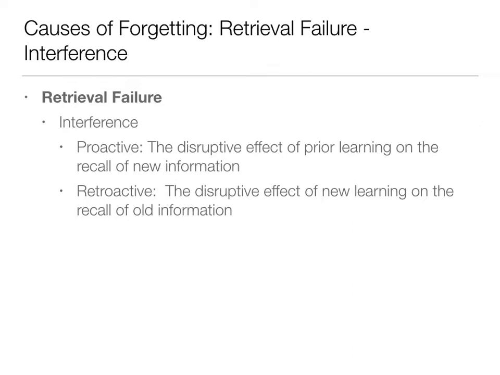And this is the idea that information can interfere with other information and keep us from being able to remember it. Okay, so there's two main kinds that we're going to talk about. The first is proactive, and this is where previous information affects our ability to learn new information.